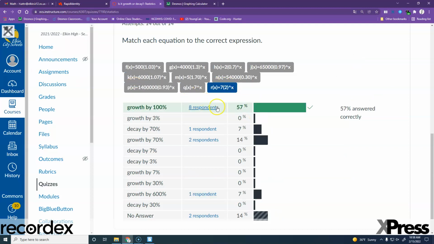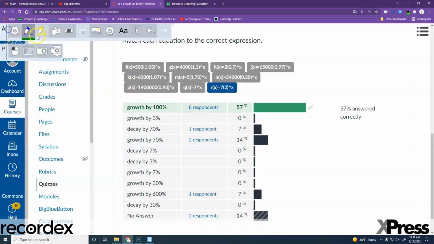We did a little better. I had 57% get that one right. So, same thing. 2 minus 1 is 1. Move that decimal 2 places to get 100%. Okay, questions?